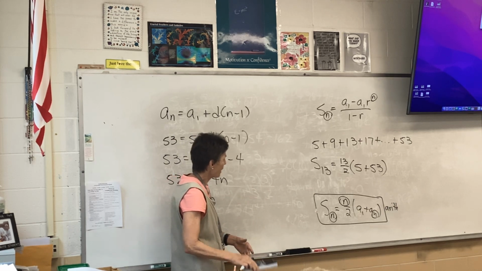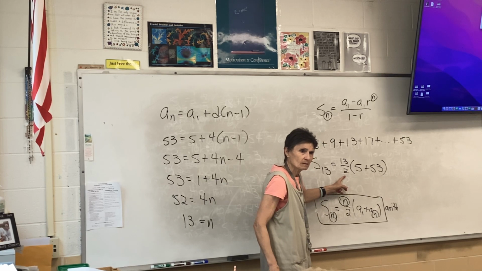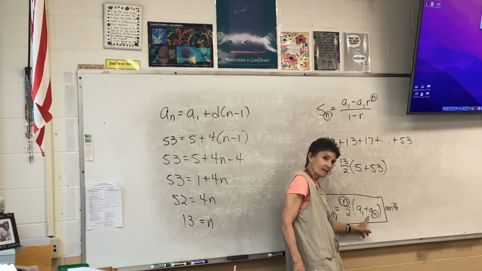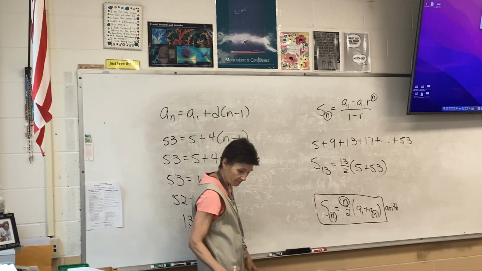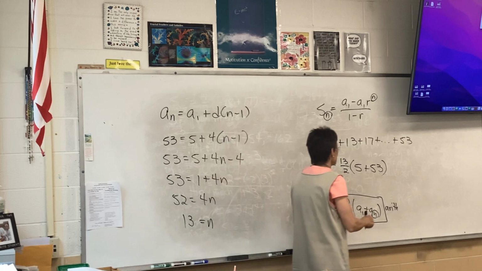Wait, 377. How did you get a negative number, Scout? Oh, I subtracted 5 and 53. Oh, no. The formula says add, right? You just do what the formula says. So what did somebody else get? 377. Yep, that's your answer, 377.